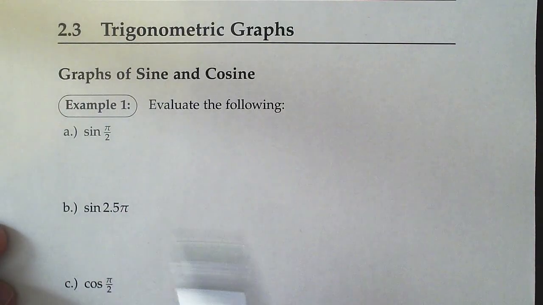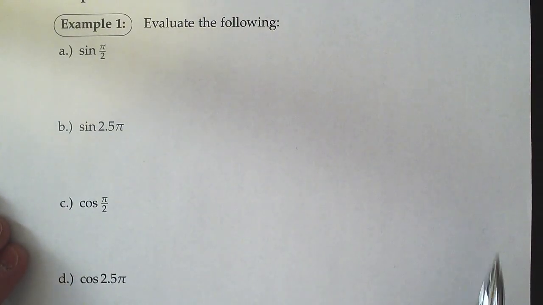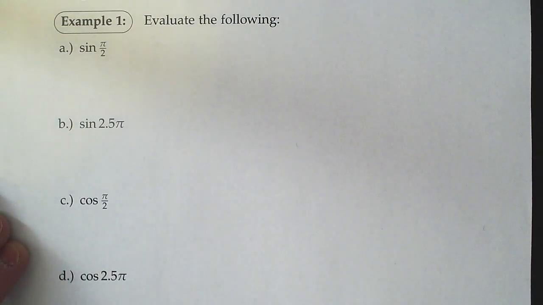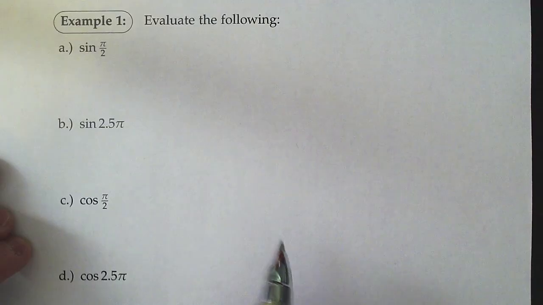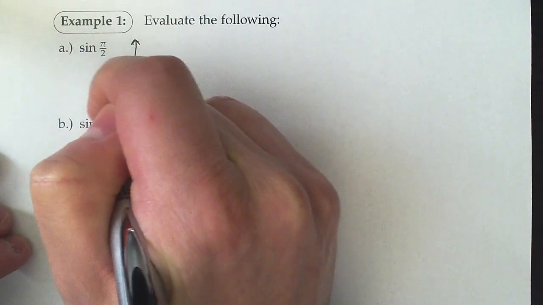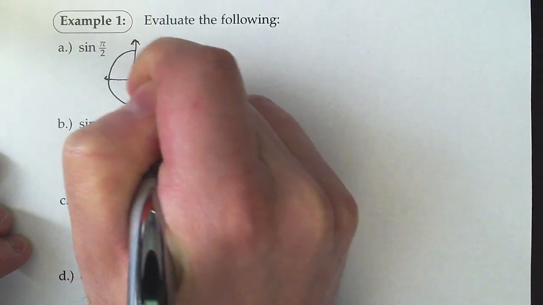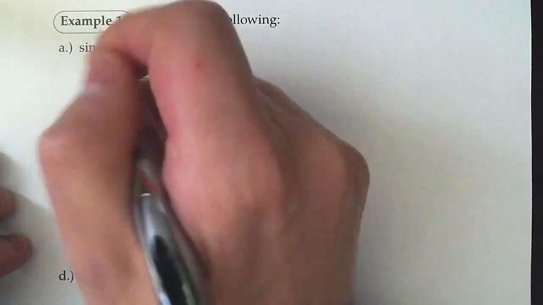All right, so this first example is not really the graphs yet. This is just kind of like a warm-up problem. If you'd like, you could pause the video and try this one on your own. But I'm going to talk about this. You know I like to do a little scratch work unit circle for these. And we've done problems like this. In fact, we might have actually done sine of pi over 2 already in a previous section.